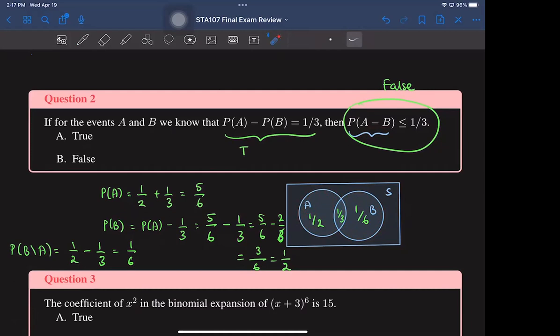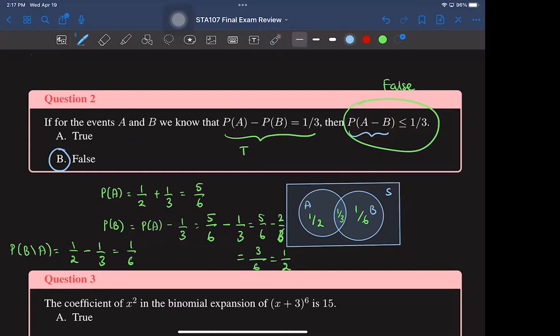And this is not the only counterexample that you can come up with. You might have different counterexamples. That is fine, as long as you show probability of A minus probability of B equal to 1/3, and probability of the part A exclude B is greater than 1/3. As long as your example has those two conditions, then it will be a valid counterexample for this one. So the correct answer here is false.